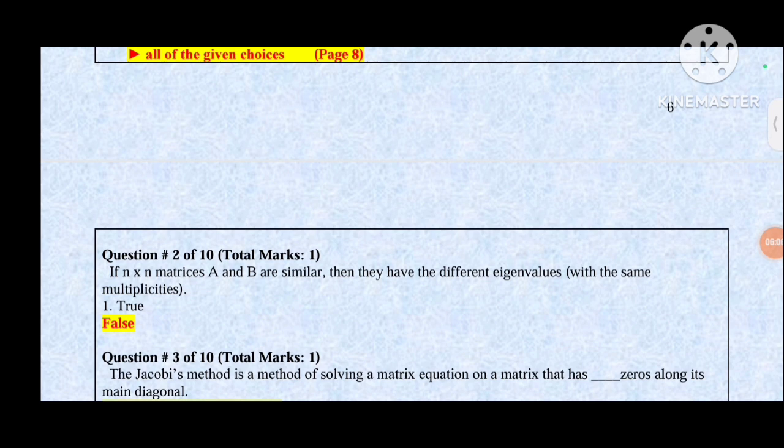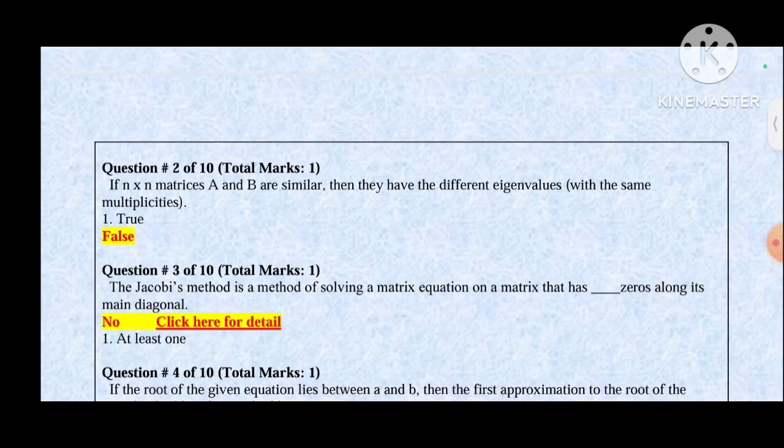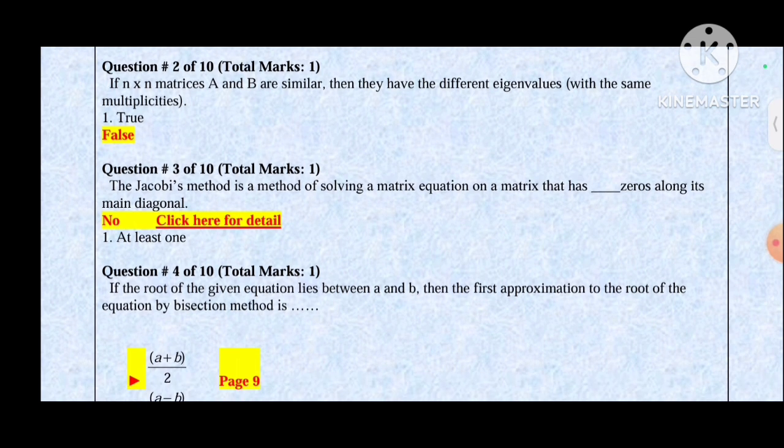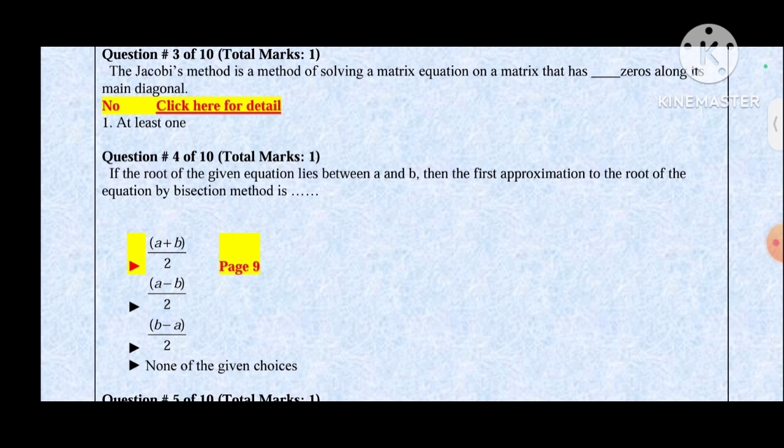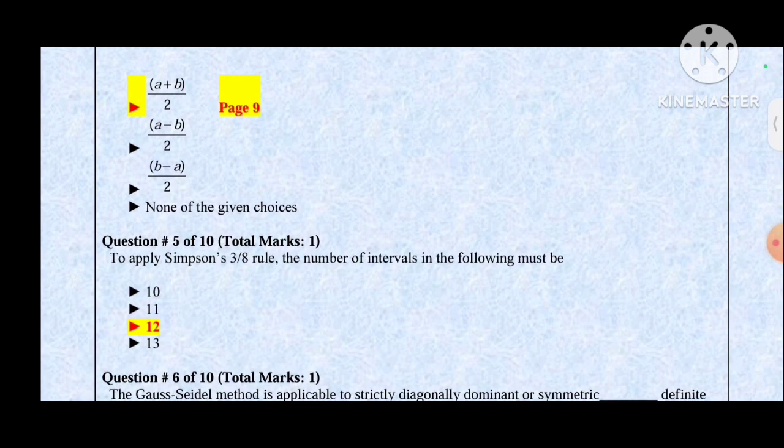If n cross n matrices A and B are similar, then they have different eigenvalues with the same multiplicity. False. Jacobi's method is a method of solving a matrix equation on a matrix that has zero along its main diagonal. No. If the root of the given equation lies between A and B, then the first approximation of the root by the bisection method is (A plus B) divided by 2.